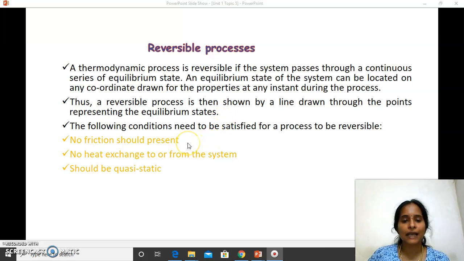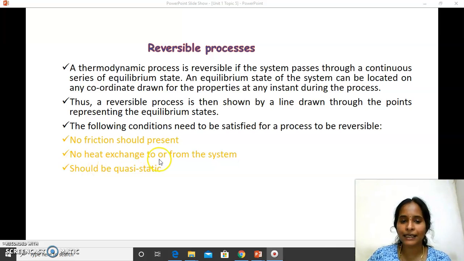And what are the various conditions that need to be satisfied if the process is to be reversible? It means no friction should be present. Okay, so here itself you can very much know that there is no practical possibility of getting a reversible process for physical things, because no friction means no world, no universe, no movement, no stability.